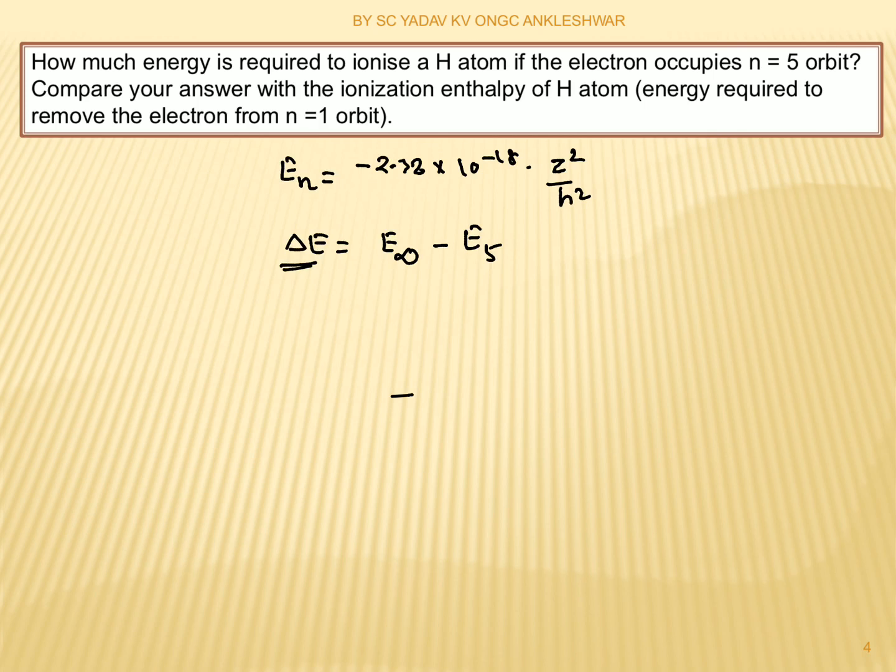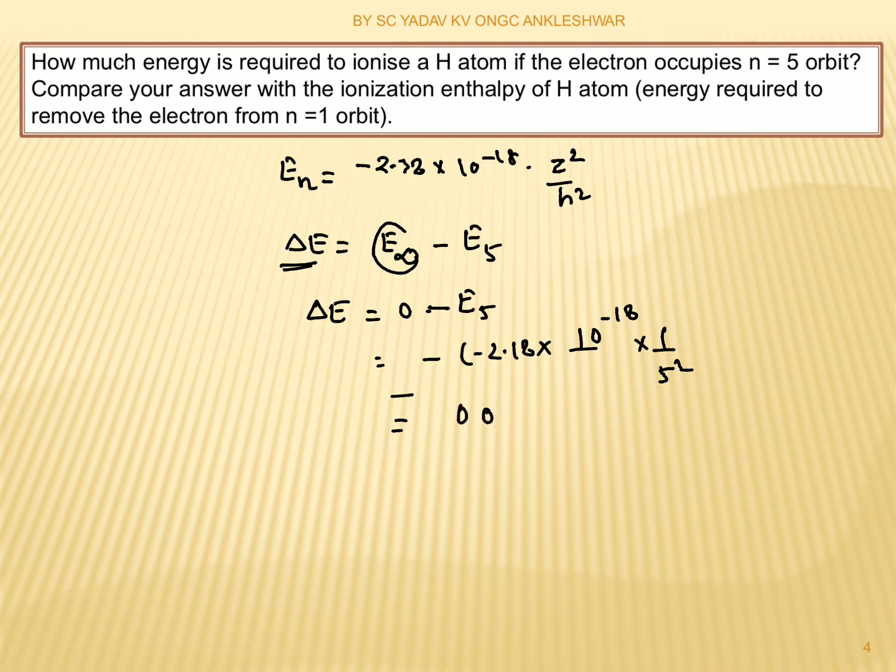Is it clear? And you know that at infinity the value is going to be 0, so this part can be written as 0. So you can say that delta E is equal to 0 minus E5. Now what will be the energy in the fifth orbit? It will be minus 2.18 into 10 to the power minus 18 into 1 by 5 square. So what will be the value? Minus minus plus, 5 square is 25, 2.18 divided by 25, so it will be 0.0872 into 10 to the power minus 18 joule. This much energy is required to remove the electron from the fifth orbit. Is it clear? So this is delta E.